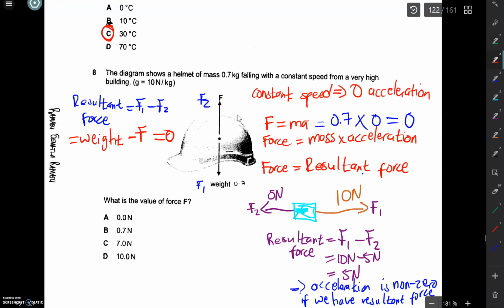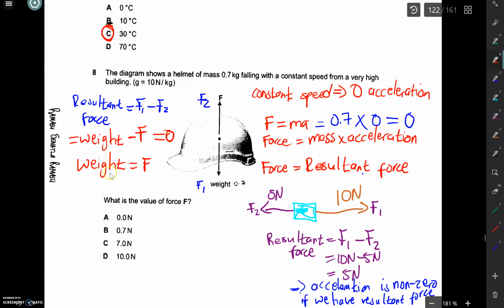So this means that weight minus F is 0, right? Which would then mean that weight is equal to F, right? Because if you take away F from weight, you get your answer as 0.